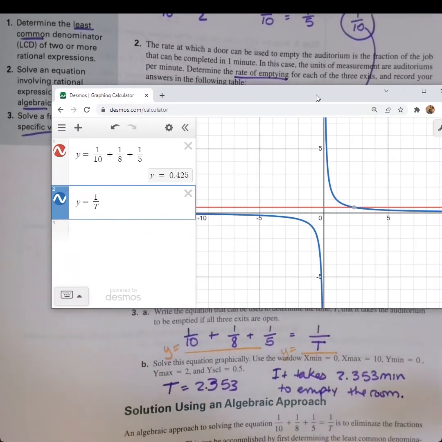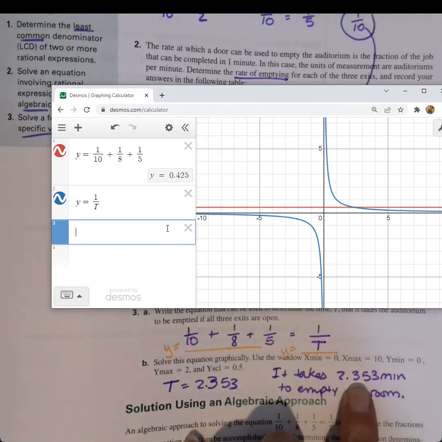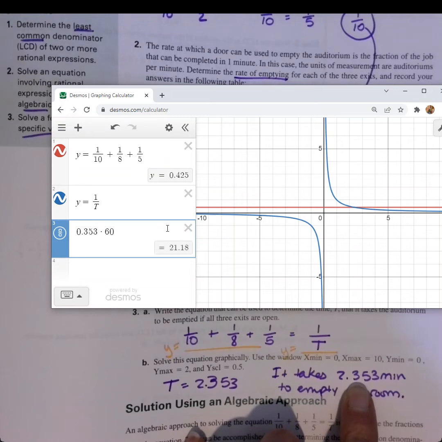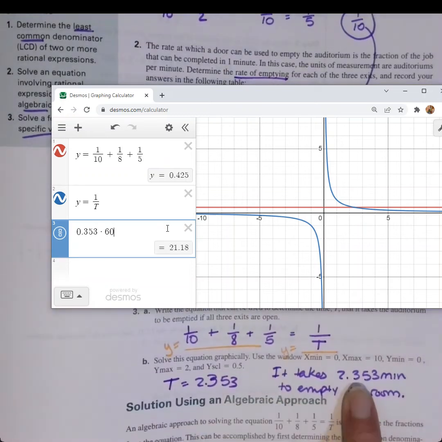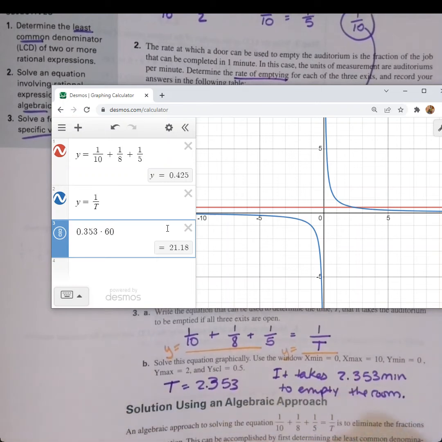Now, I also want to note that it is not okay to say 2 minutes and 35 seconds because there are not 100 seconds in a minute. If you did want to know how many seconds there were, you could take the 0.353, which is the partial minute, and multiply it by 60 since there are 60 seconds in a minute, and you could say 2 minutes and 21.18 seconds if you were in the mood of talking minutes and seconds. But don't say 2 minutes and 35 seconds. That's not true. 2.35 minutes is about 2 minutes and 21.18 seconds.